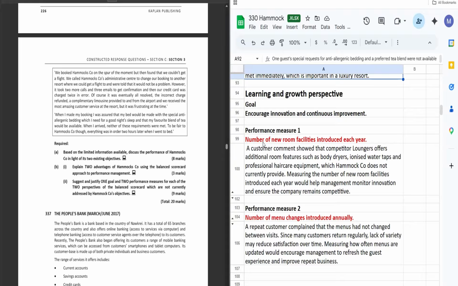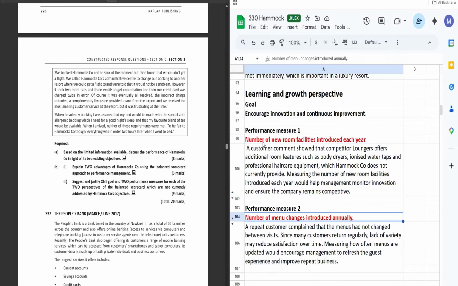So my first performance measure is the number of new room facilities introduced each year. Customer comments showed that competitor lounges offer additional room features such as body dryers, ionized water taps, and professional hair care equipment, which Hammock company does not currently provide. Right. So measuring the number of room facilities introduced each year will help the company monitor whether they are adding new facilities or trying to innovate new things, and ensure the company remains competitive in the market.